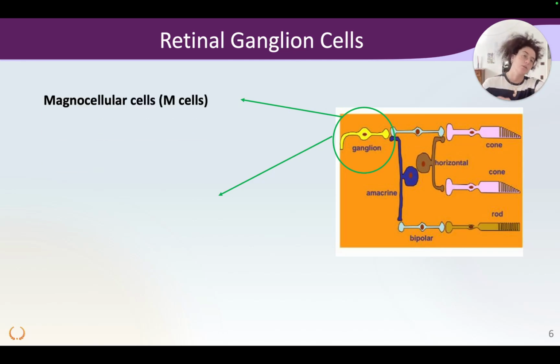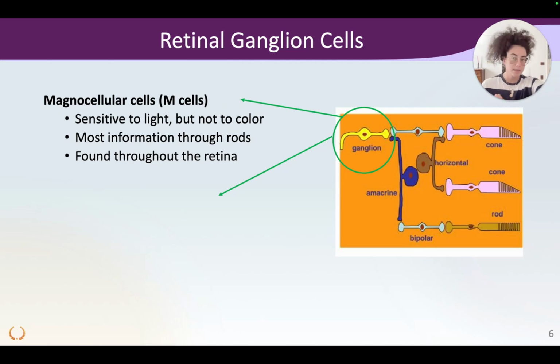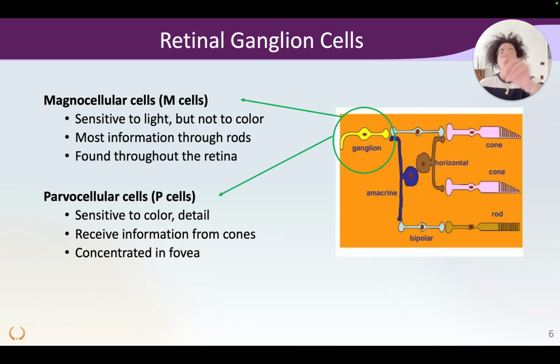The magnocellular cells are sensitive to light. They get more information through the rods, so this means that they are not sensitive to color and are found throughout the retina. And then we have the parvocellular cells, which are sensitive to color, which means they receive information from the cones, and they're mostly concentrated in the fovea.